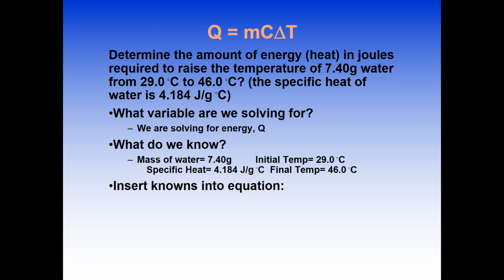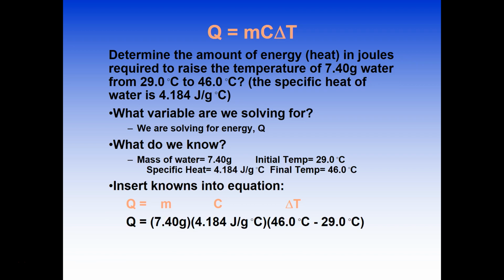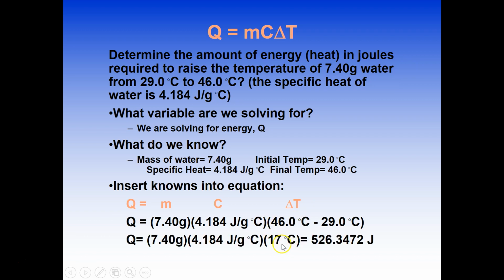So we can set up our problem by inserting our knowns into our equation. Once again, the equation is Q equals mc delta T. So we put our mass for the M, our specific heat for the C, and we put our delta T in there. Then we just multiply everything out. Make sure you do the stuff inside parentheses first. So you want to do that subtraction to get it down to one number first. Like I did there. See how I changed that to a 17 before I did my multiplying? And that gets us this number in our calculator.